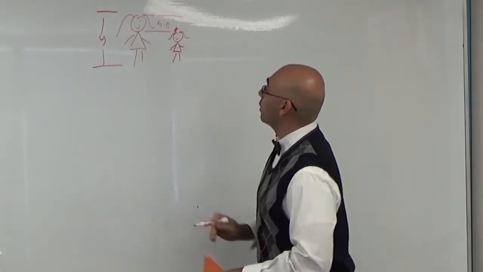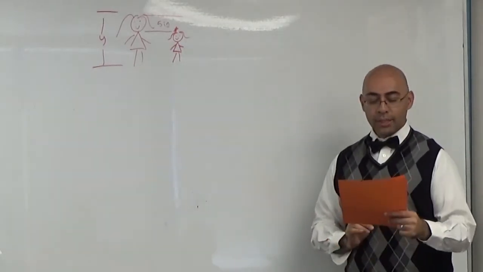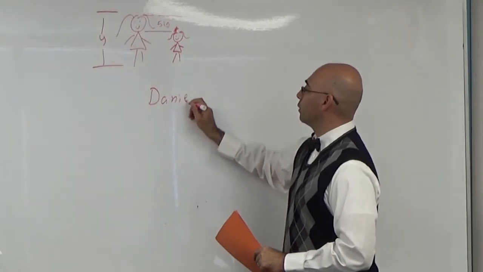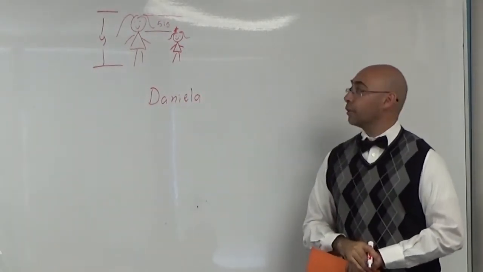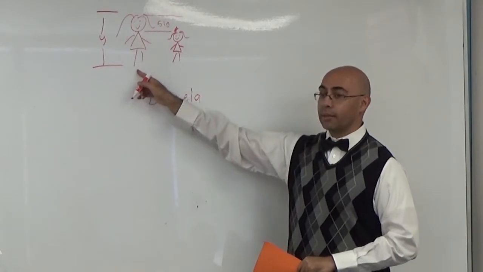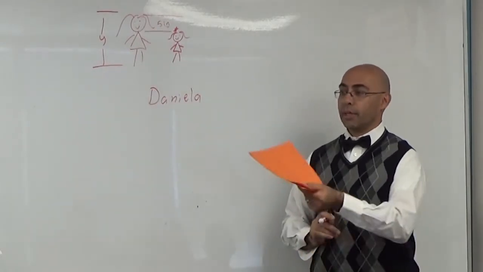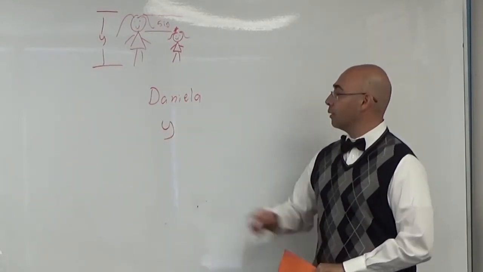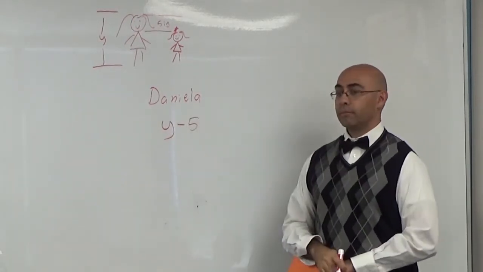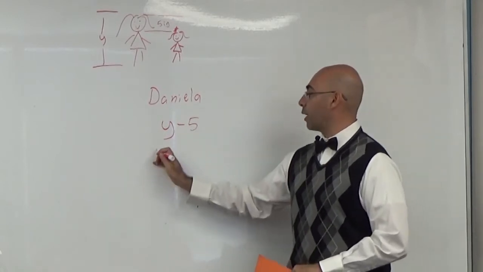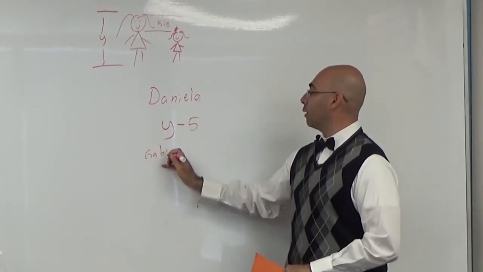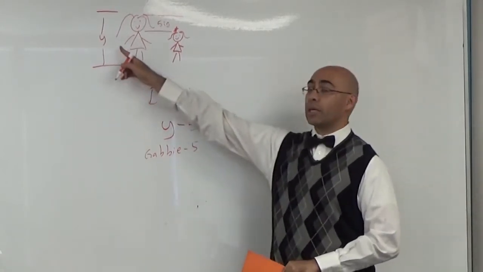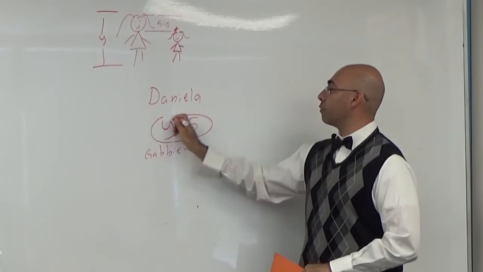So the question is asking, we want Daniela's height in relation to Gabby's height. So how would I write that down? For this one, Daniela, you take whatever Gabby's height is, and you take away 5. So just think of it as like I added by accident. Gabby minus 5 is the idea. Gabby, we already said, was y, so we'll just call it y minus 5.